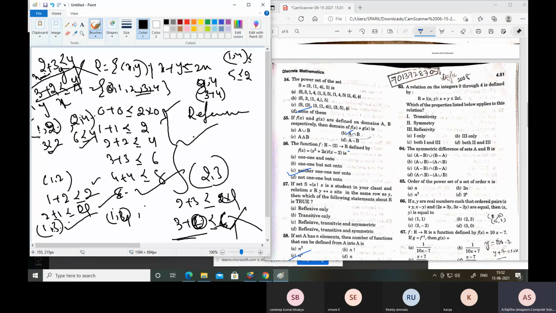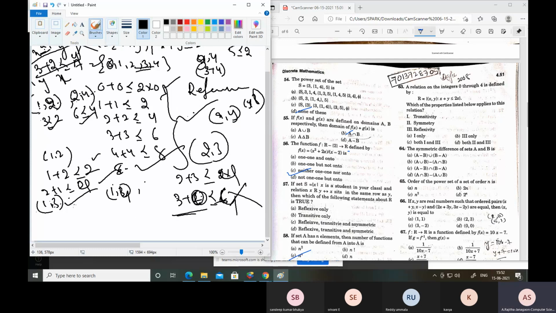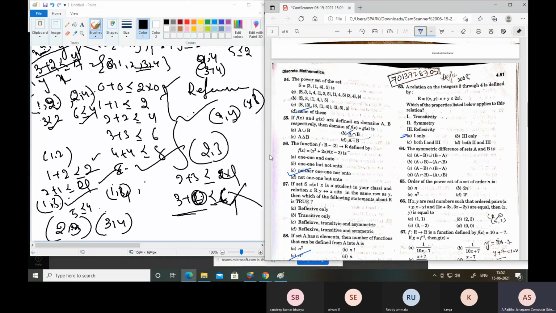Okay. Here x comma y, y comma z, and so on: 2 comma 4, 2 comma 3, 3 comma 4. So here 5 less than or equal to 2 into 3 is not satisfied. So transitive is also not satisfied, only this one. Sorry, the third one, that is B.